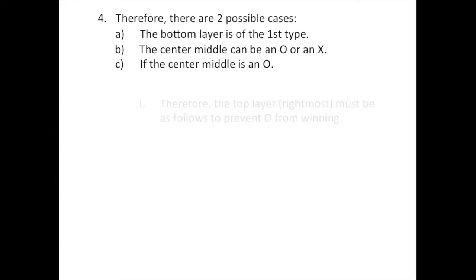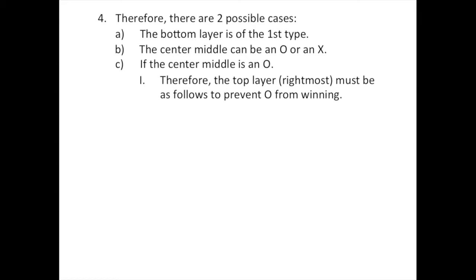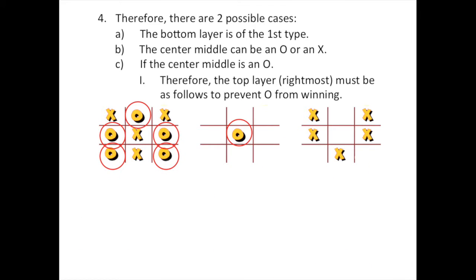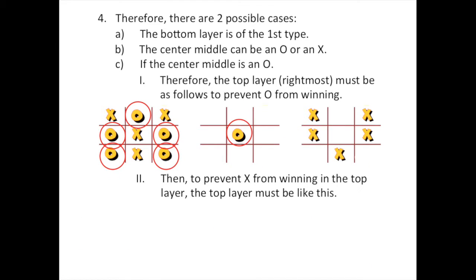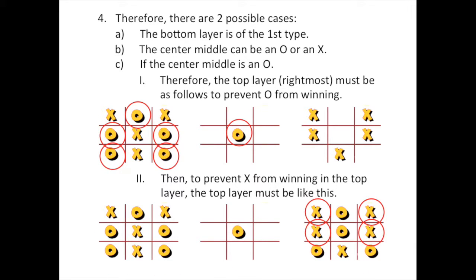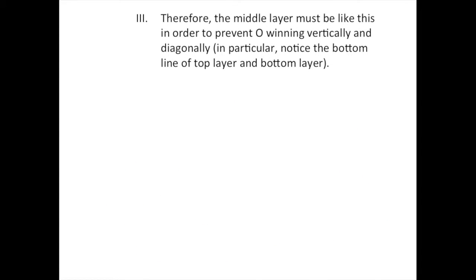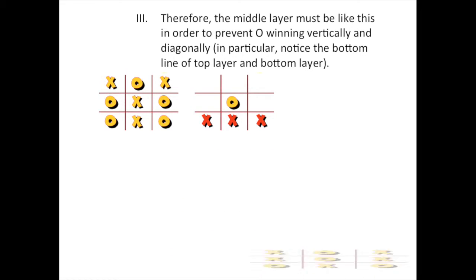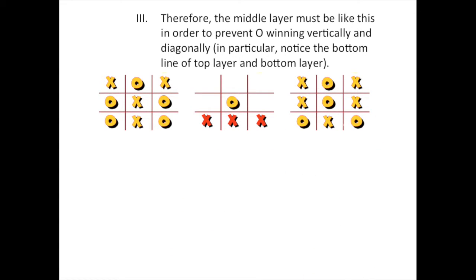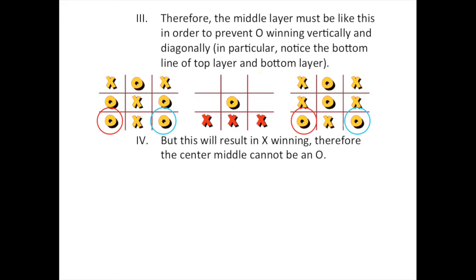If the center middle is an O, then the top layer must be as follows to prevent O from winning. Then, to prevent X from winning, the top layer must be like this. Therefore, the middle layer must be like this in order to prevent O from winning vertically or diagonally. In particular, notice the bottom line of top layer and bottom layer. However, this will result in X winning. Therefore, the center middle cannot be an O.